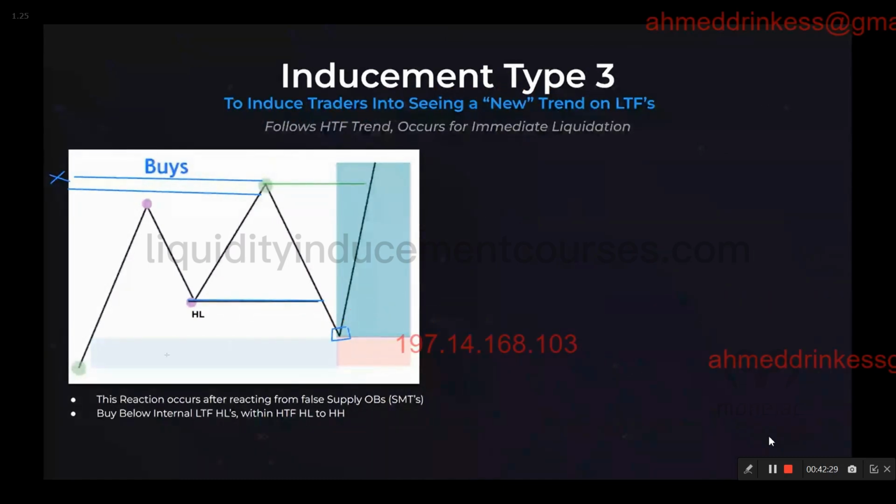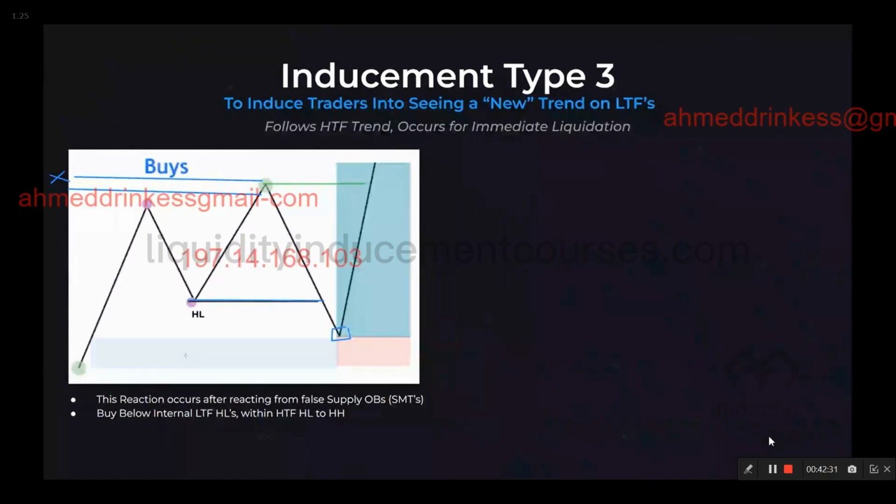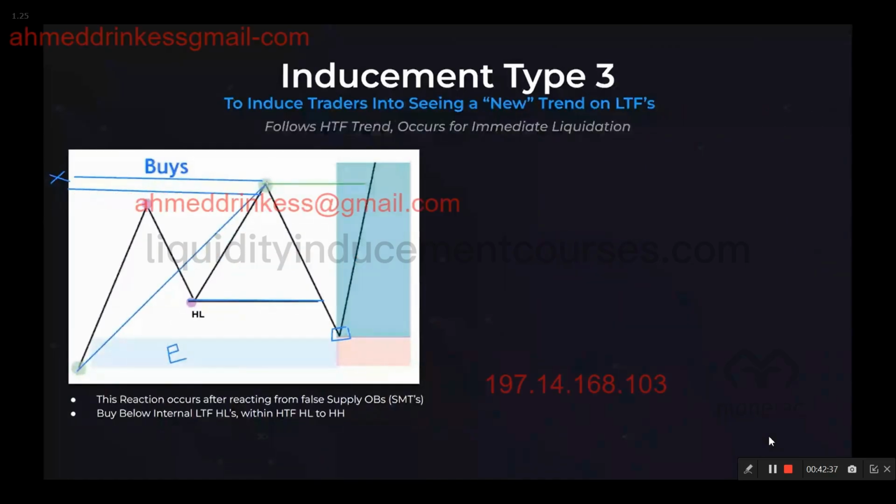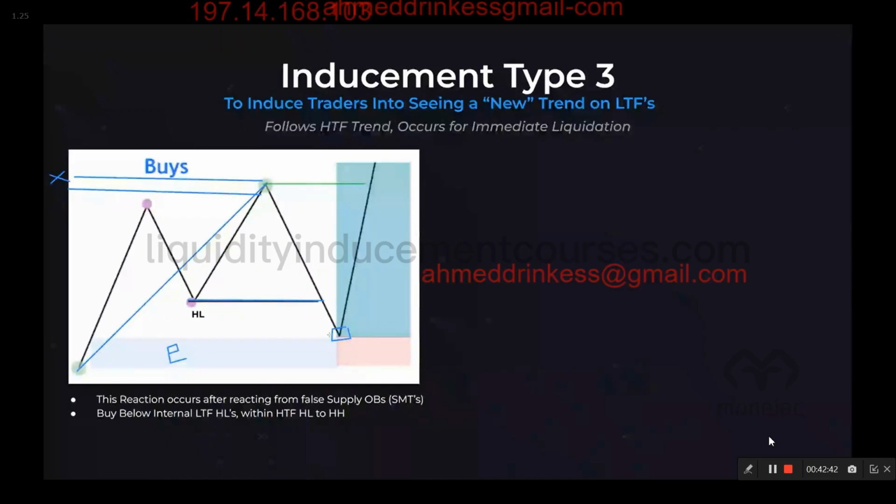Key note is that when you see this kind of setup, typically it's going to be an extreme order block that is mitigated from our main range. When you see a type 3 inducement, it'll typically come to our extreme order block within our main range.